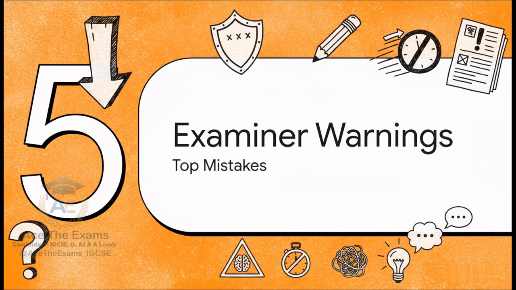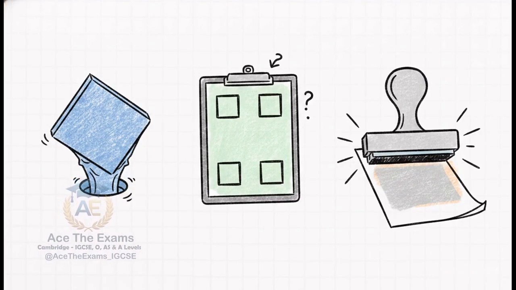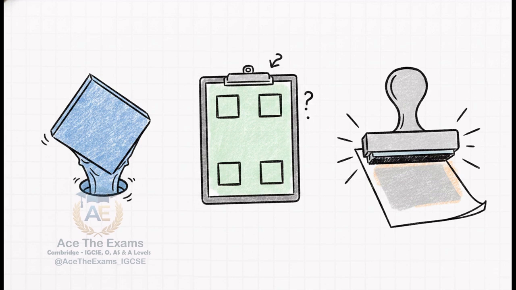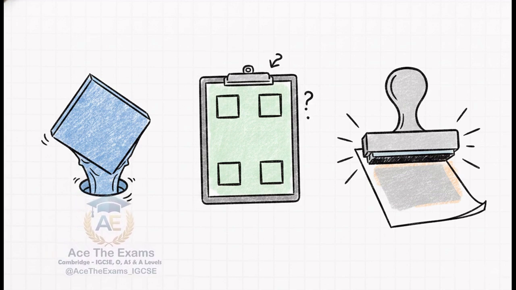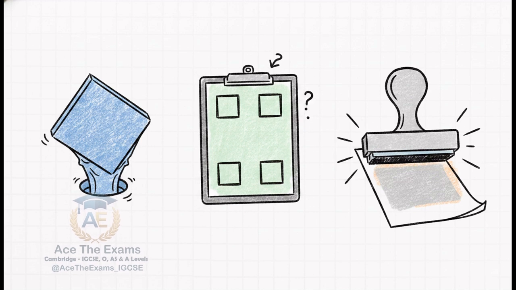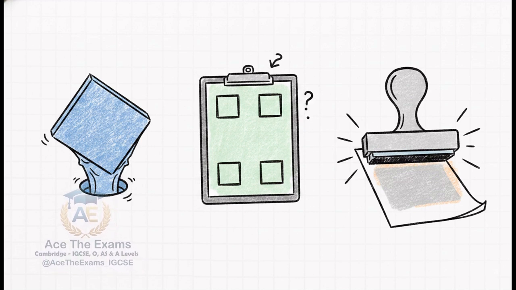Section 5. Examiner Warnings. Let's look at the absolute biggest pitfalls. We have dug deep into the actual Cambridge Principal Examiner reports to reveal the top mistakes students make year after year on Section 8.1. Learning what to do is only half the battle. Knowing what not to do is what protects your marks when you are stressed out and rushing. Let's drill down on these 3.